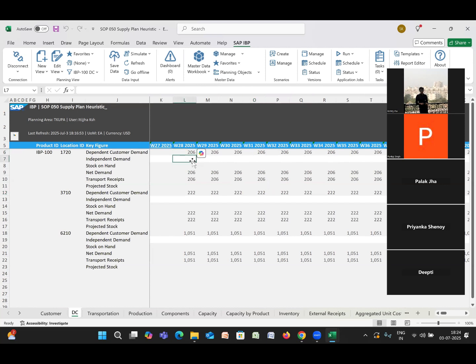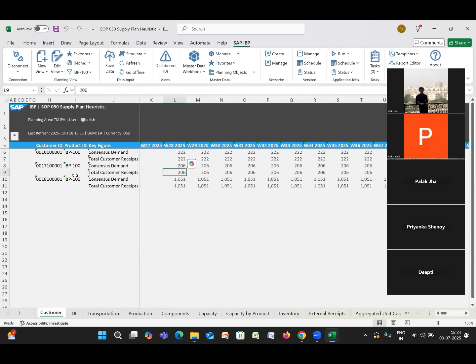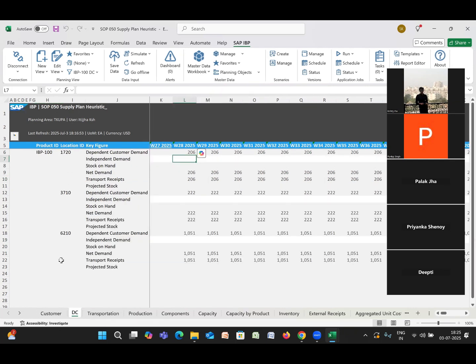So this is 0. Now, there is another key figure called independent demand. So what is the meaning of independent demand? In many cases, we don't want the forecasting to happen at the customer level, which means what? Whatever we sell of this product, IBP 110. As you can see, IBP 100 is being sold to these three customers, right? And obviously these three customers are being supplied by three different DCs. So these are the three different DCs.